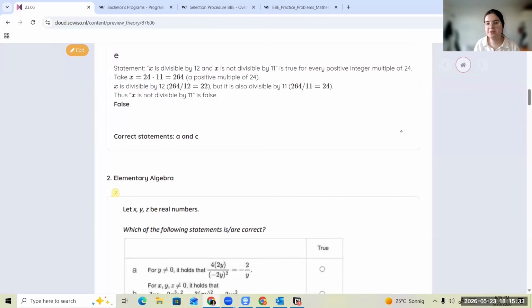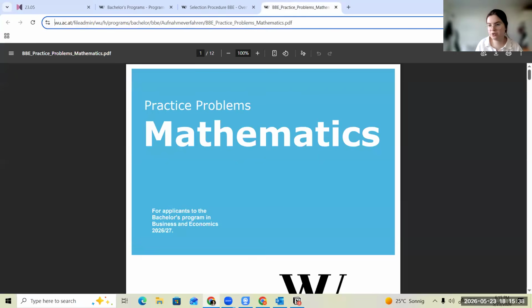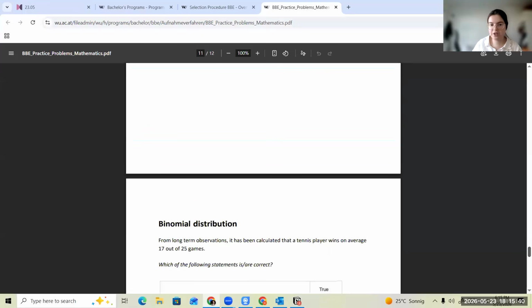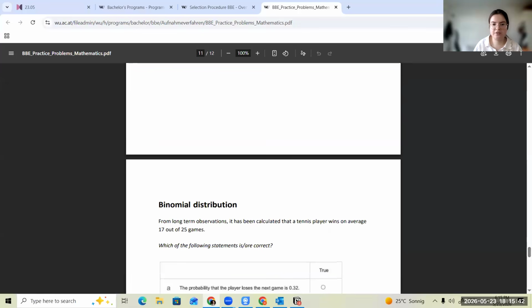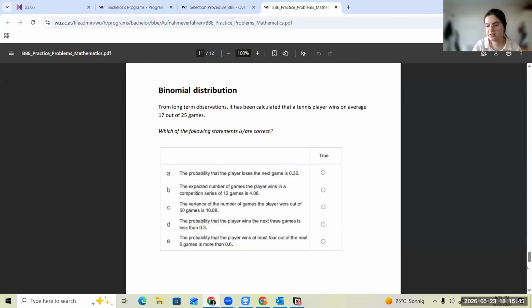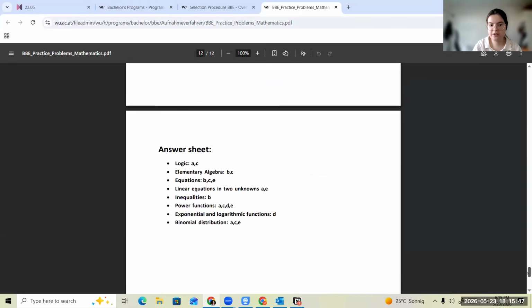So the correct statements are A and C. And when you're solving this part of WU, you can also double check if you want. You can go down the statements at the very end and see the right answers.